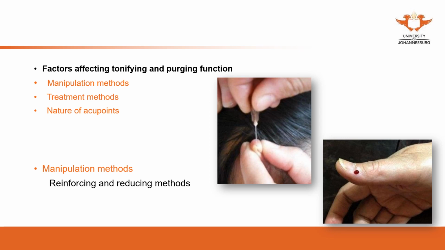For example, the manipulation method: you can choose reinforcing or reducing methods. In the needling techniques we have studied, you can use the twisting. In the twisting, we have different techniques, either reinforcing or reducing. We can use the reinforcing and reducing that links to the breathing. We also can use the reinforcing and reducing according to how you insert and how you withdraw the needles, either to cover the hole or leave the hole open.